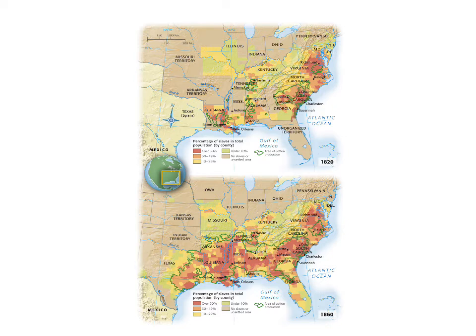The bottom slide in 1860, just before the Civil War broke out, you can see a high concentration of slaves remains in the Virginia, North Carolina, South Carolina area. But what's significant is the movement of slaves, a high concentration of slaves, through the Cotton Belt. You can see that dark red area, orange area, moving across the southern states, Alabama, Mississippi, into Louisiana, and then down into Texas.